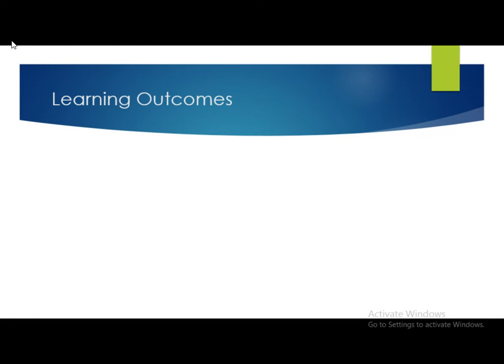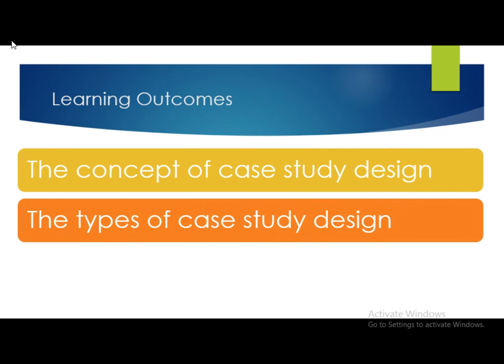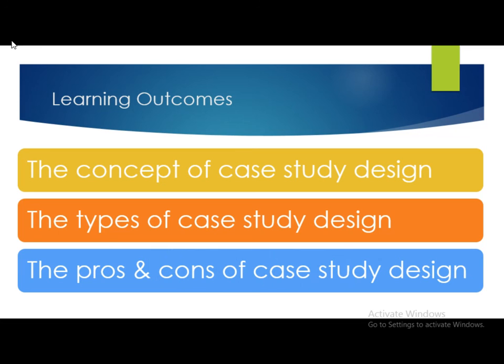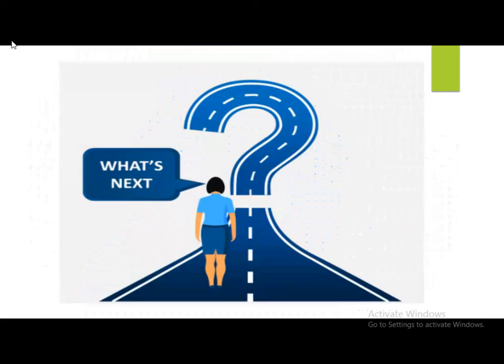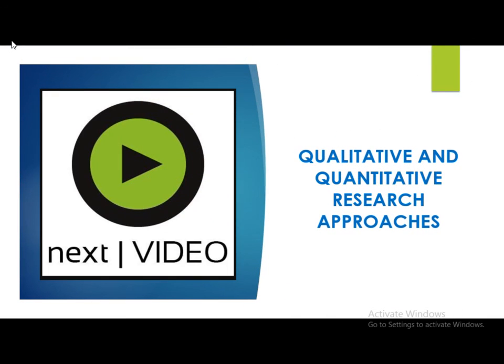So what we have learned today: we have studied the concept of case study research design. We have seen various types of case study research design, that is explanatory, descriptive, and exploratory. Also, we have understood the pros and cons of case study research design. What is next? In my next video, we will understand the qualitative and quantitative research approaches.